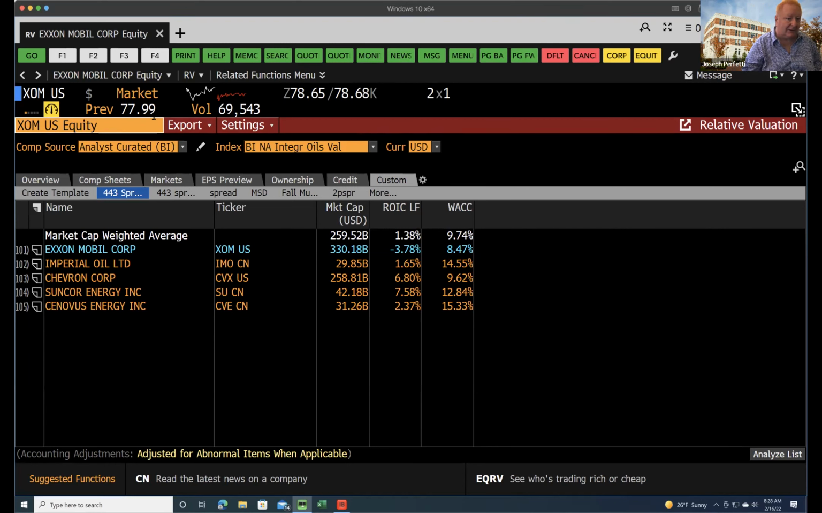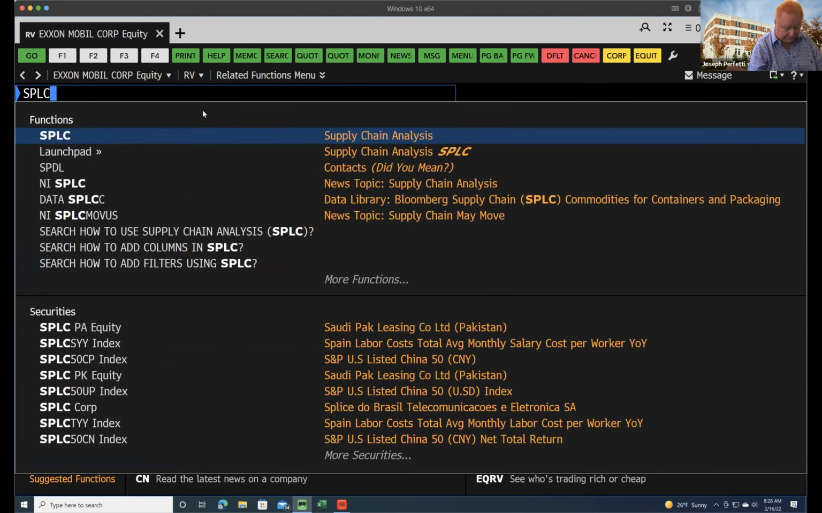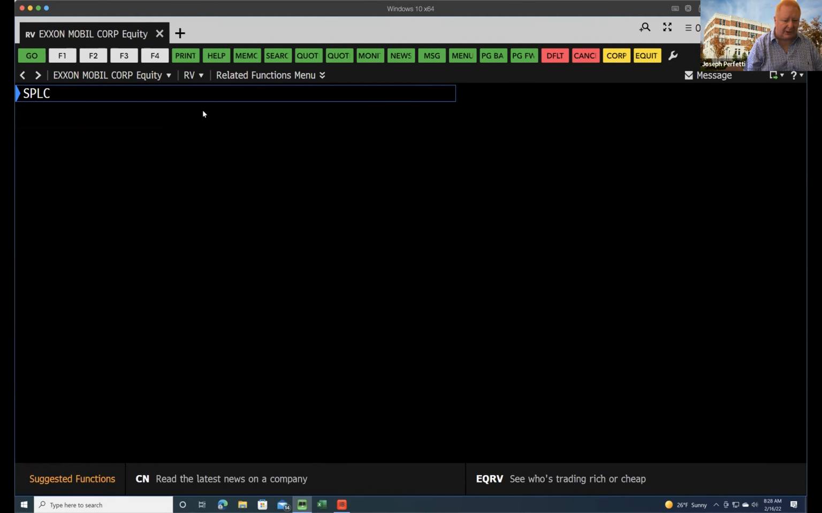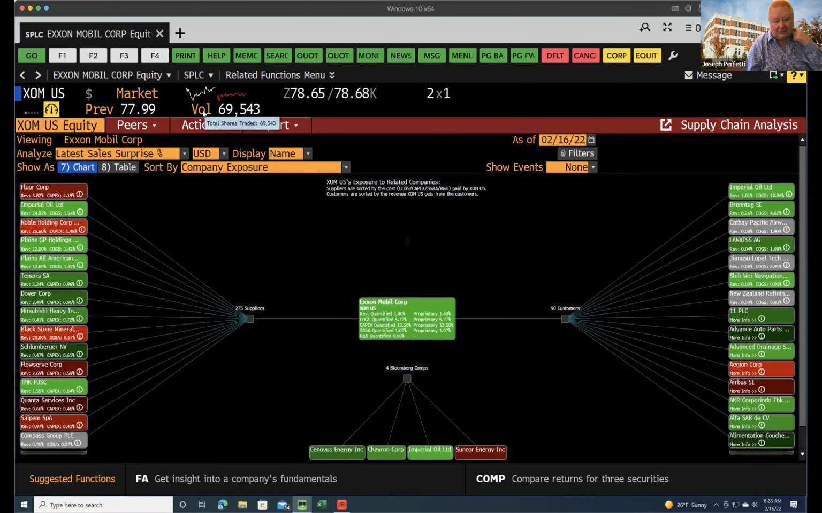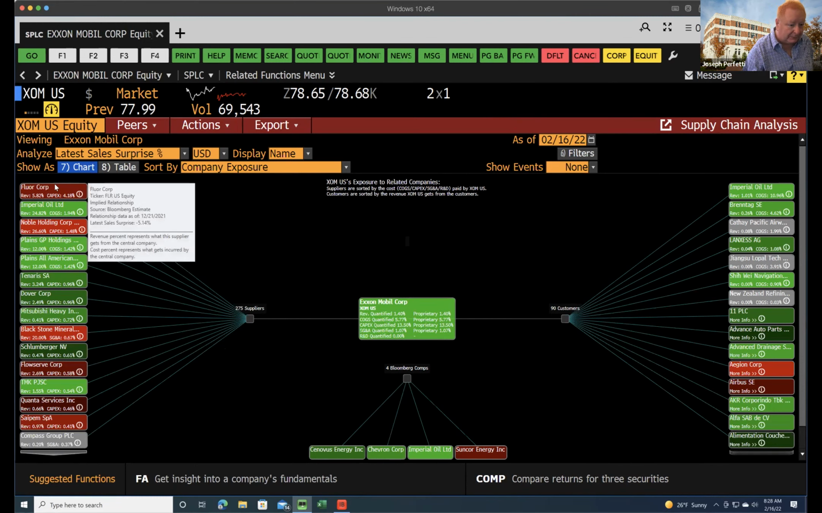One, and I'll give you another screen to look at. You could have started to go to SPLC. What you know from your Bloomberg training in BMC is the supply chain. Because what this screen will show you is these are Exxon's major suppliers on the left, and these are Exxon's major customers on the right. Okay, and so these are competitors down here. So basically, you can see one of Exxon's biggest suppliers is a company called Fluor, right?